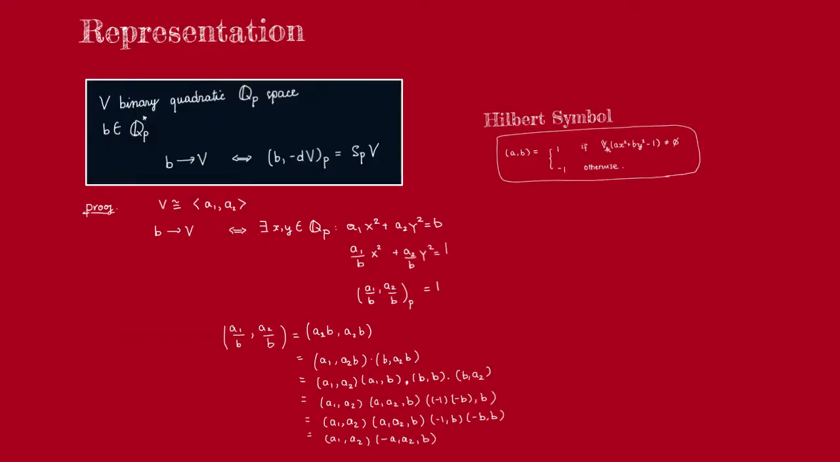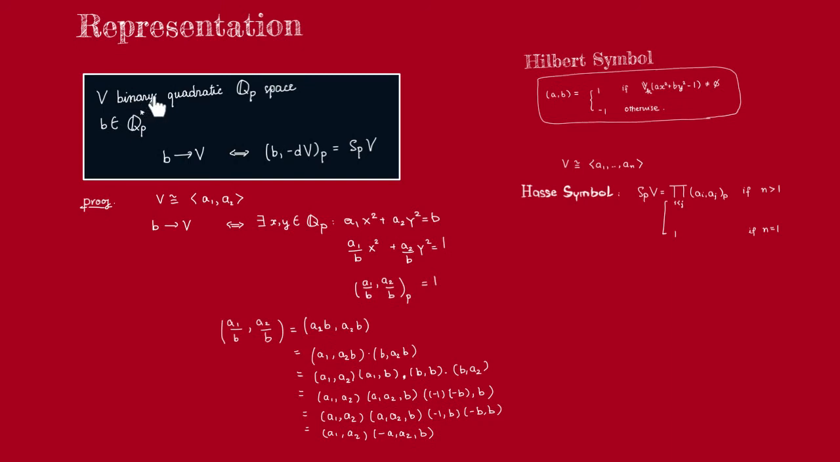So in the previous video, we defined the Hasse symbol. In this video, we want to rephrase the statement about representation in terms of the Hasse symbol. This is for a binary quadratic Q_p space. So the claim is that B is represented in V if and only if the Hasse symbol of V is equal to the value of the Hilbert symbol at p, (B, minus the discriminant of V).